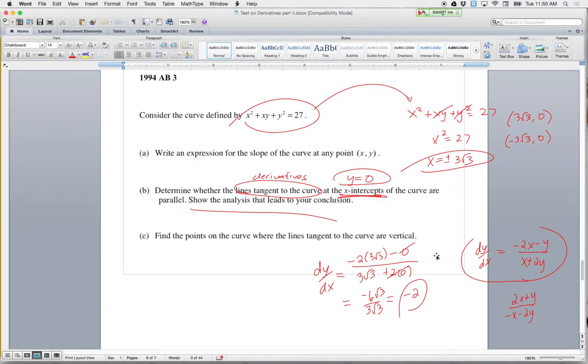Sweet, right? So if you got negative 2, I'm going to show you what they did. Then you do the same thing, dy/dx, for the other point.